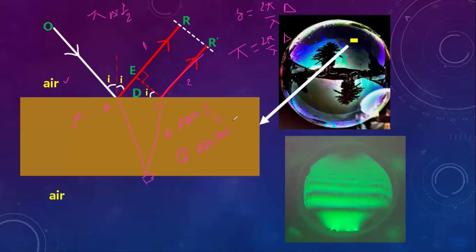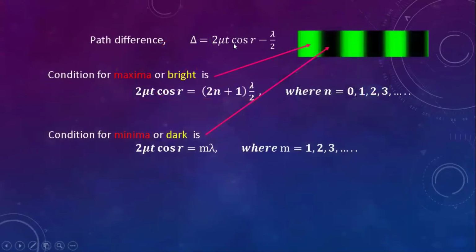BC plus CR dash. So this is the distance it traveled. Then you subtract 2 minus 1, and that is the path difference. So how much do you get? You'll get the path difference delta equal to 2 mu t cos r minus lambda by 2.